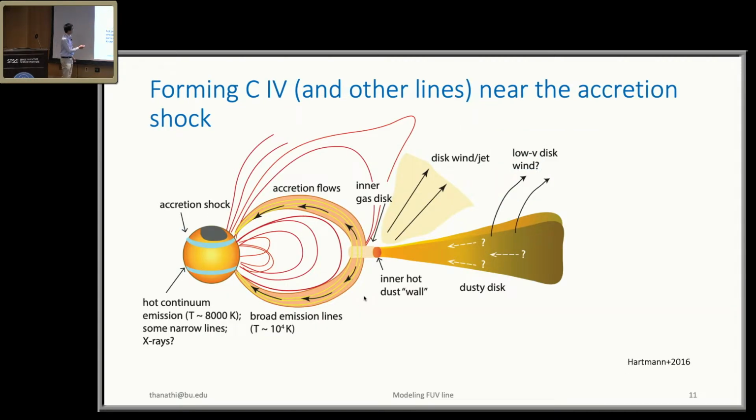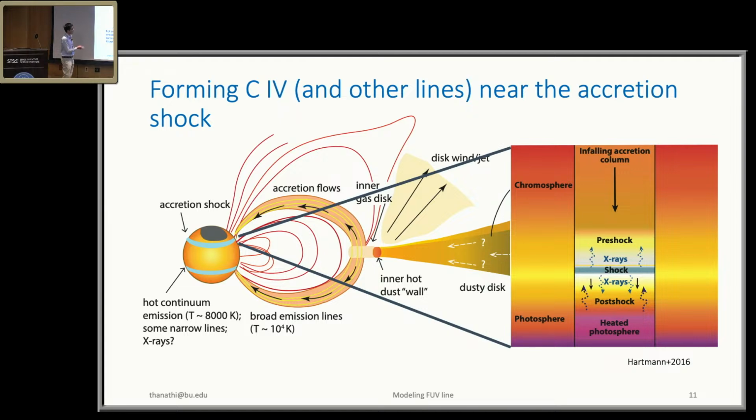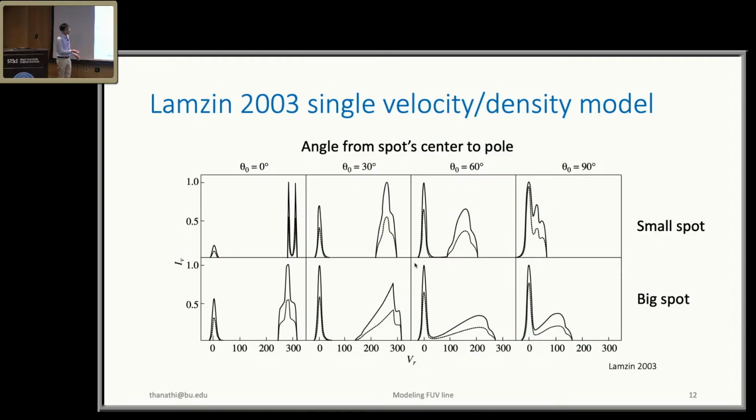Again, so we have this. We zoom in at the accretion shock. I'm not going to go into detail that much. We have pre-shock and post-shock heated photosphere. Some early models already have pre-shock and post-shock and calculate the line profile. This is 20 years ago. They use single velocity and single density flow, and then recalculate the post-shock structure and come up with a line profile. So in their model, the shock has uniform density.